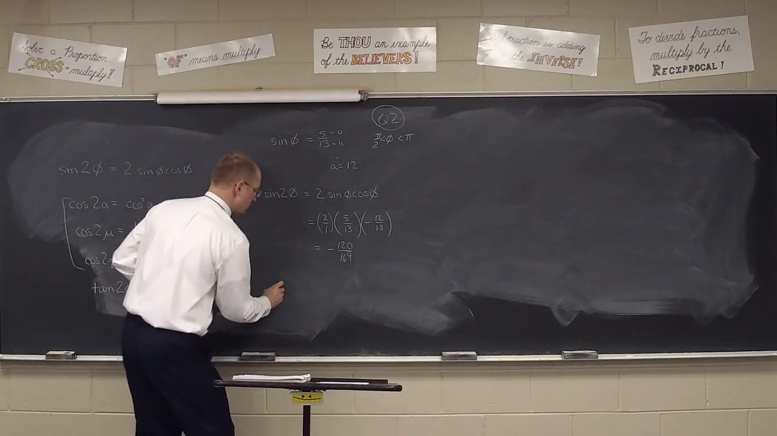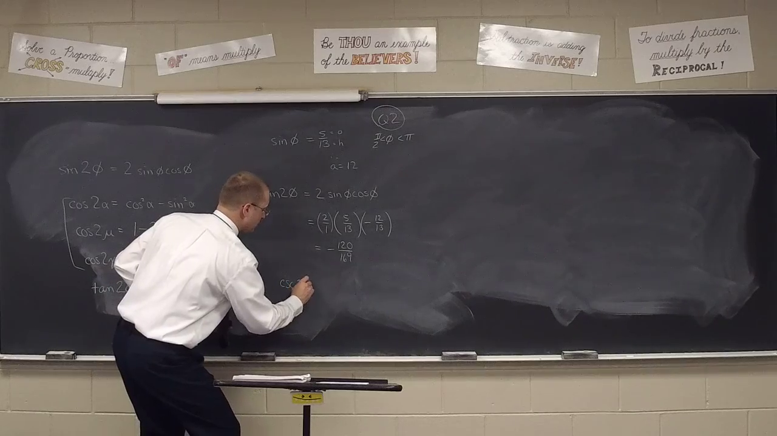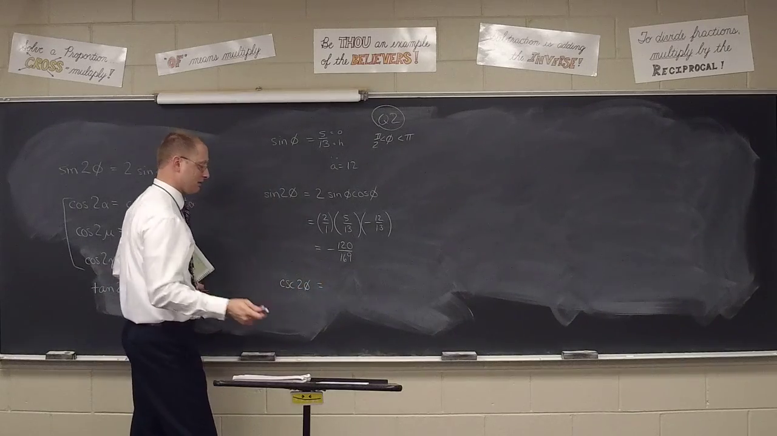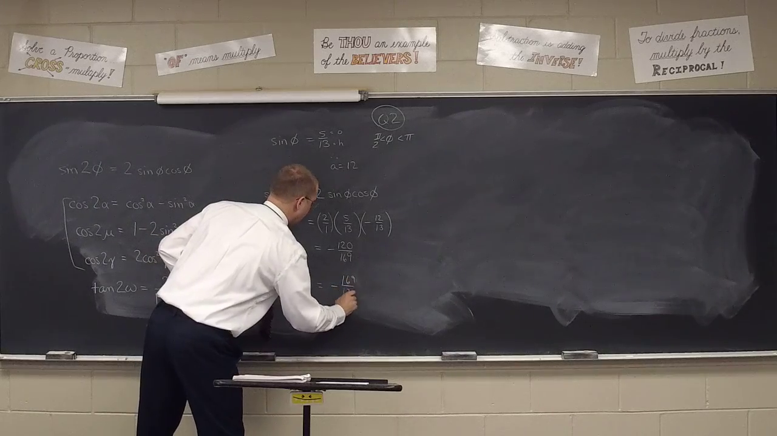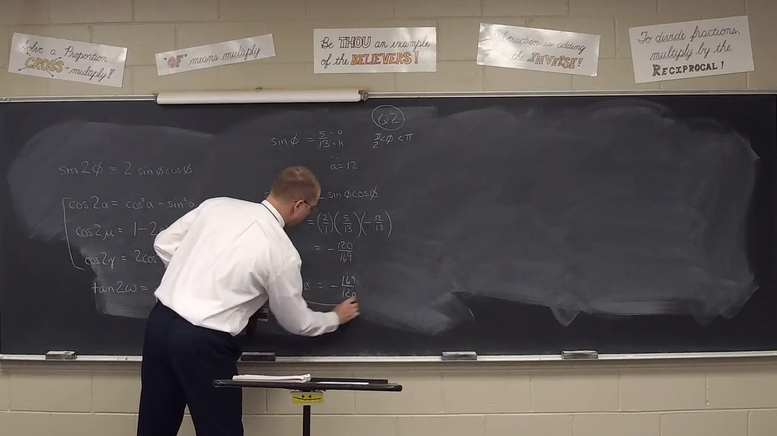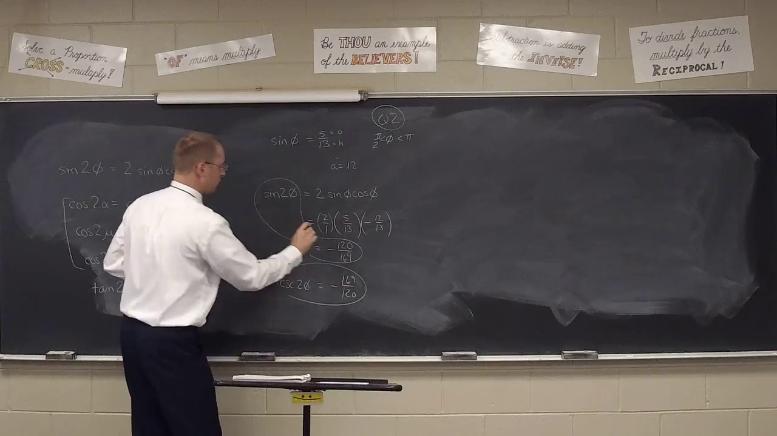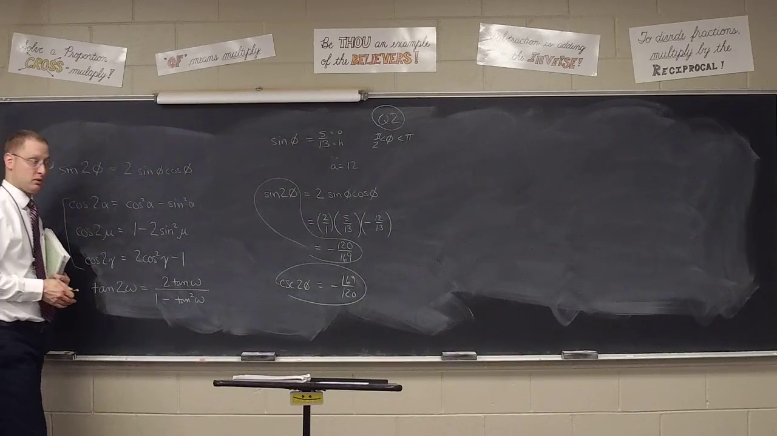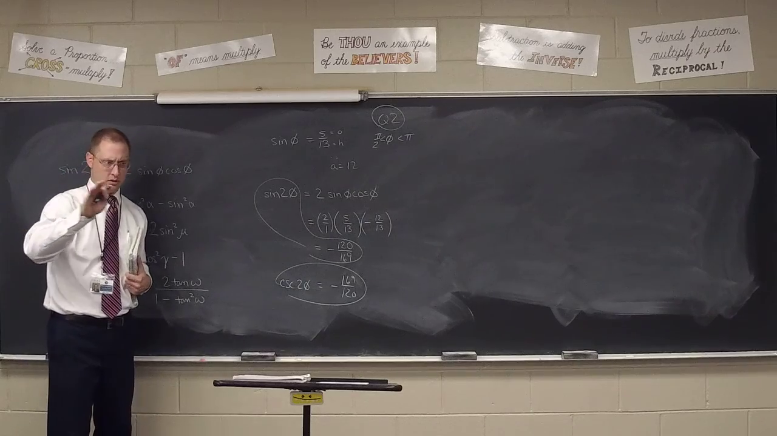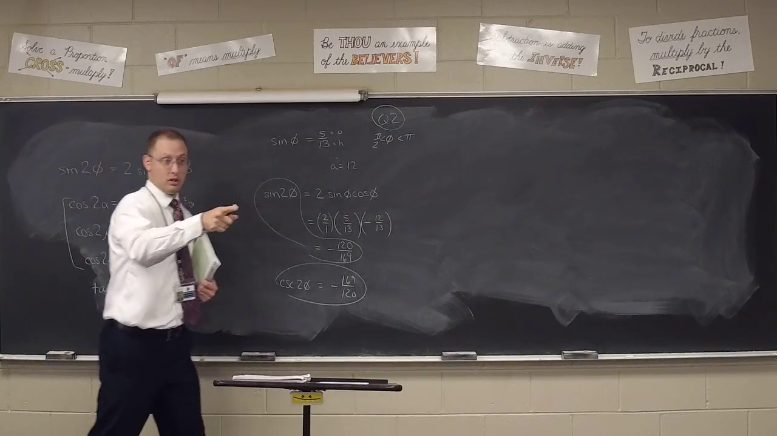Once we have the sine of 2 phi, let's go and get the cosecant of 2 phi right away, class. Negative 169 over 120. So we get both answers really quickly. Okay? Questions on sine and cosecant? Do we have those answers? All right, does it make sense now?